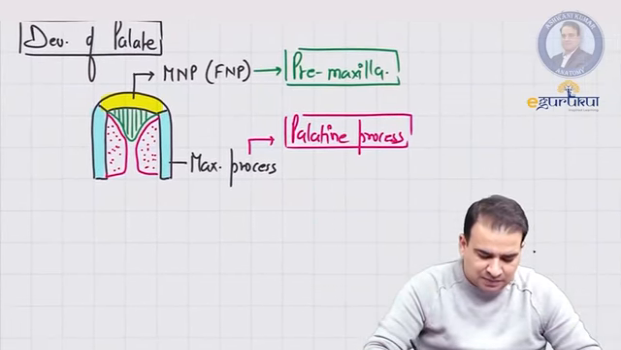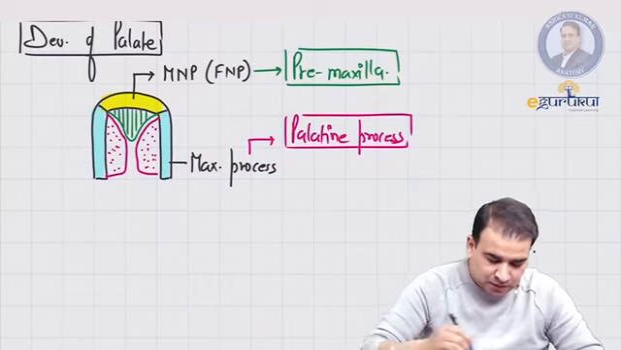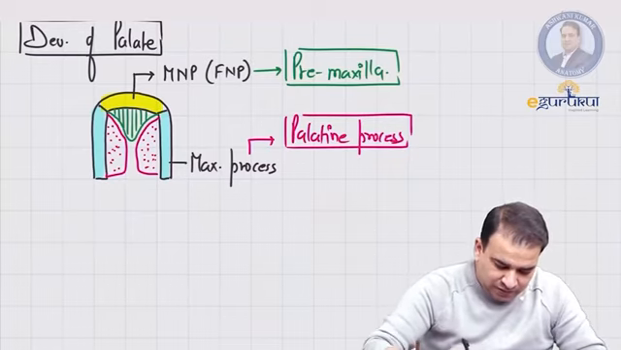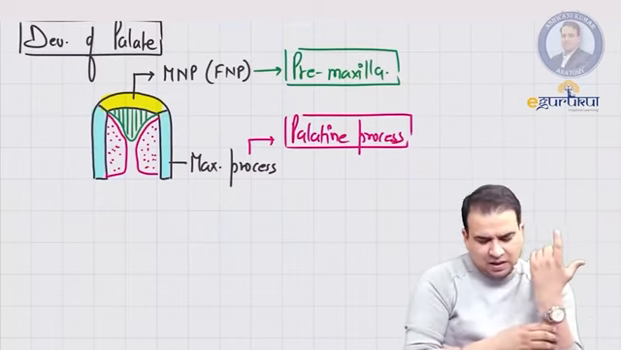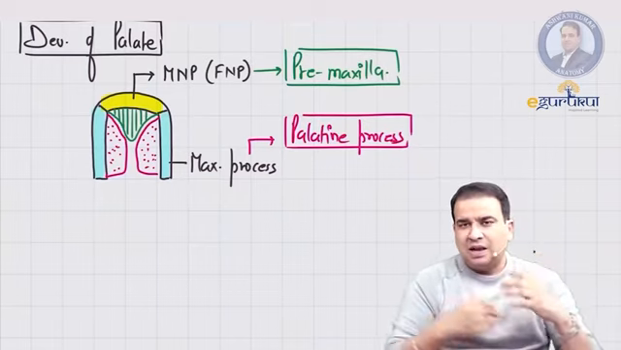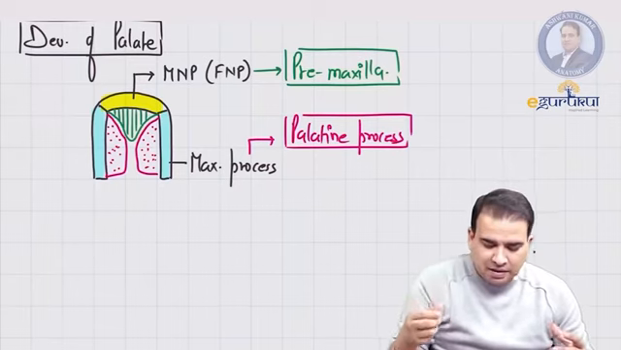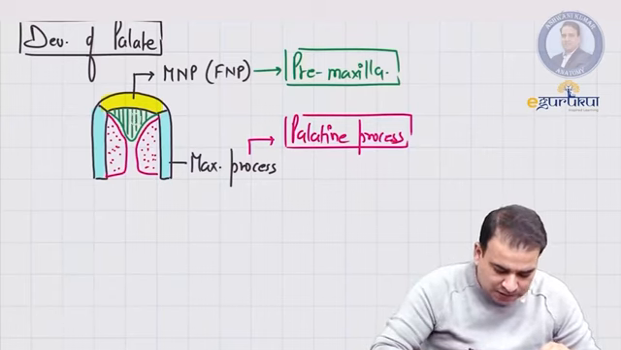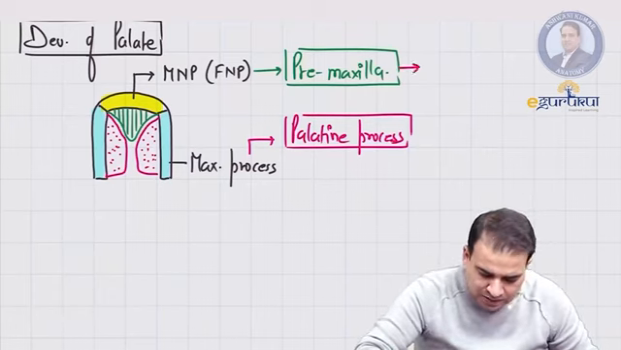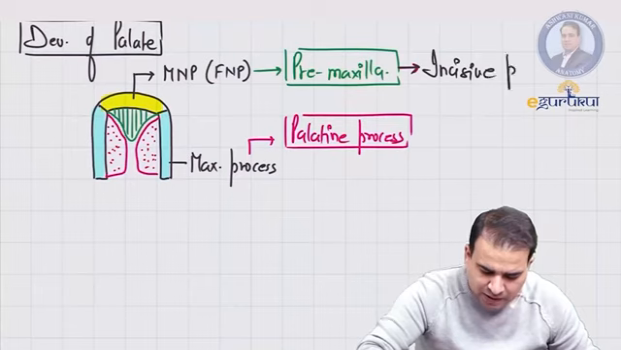So the premaxilla and the palatine process, both of them will give rise to the palate. But what exactly is coming from the premaxilla? Well, obviously, the palatine process is the larger process, and it will form the maximum part of the palate. Even the main palatine bone will come from this palatine process. But when it comes to this part, that is the most anterior part, or you can say the incisive portion of the palate, the premaxilla will give rise to the incisive part of the palate.